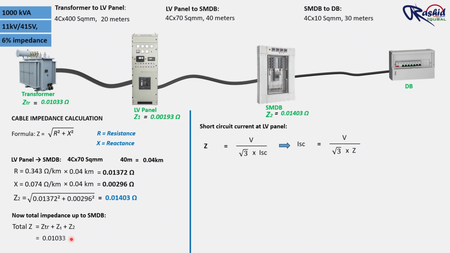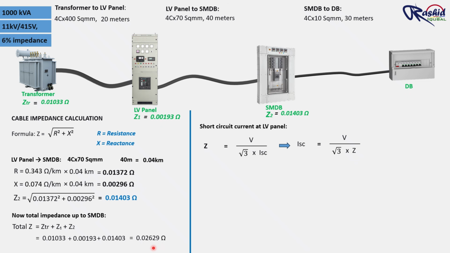As we calculated, transformer impedance 0.01033 plus 0.00193, this is Z1, and 0.01403, this is Z2, what we calculated here. After adding this whole impedance, it becomes 0.02629 ohm. This is the total impedance up to SMDB.